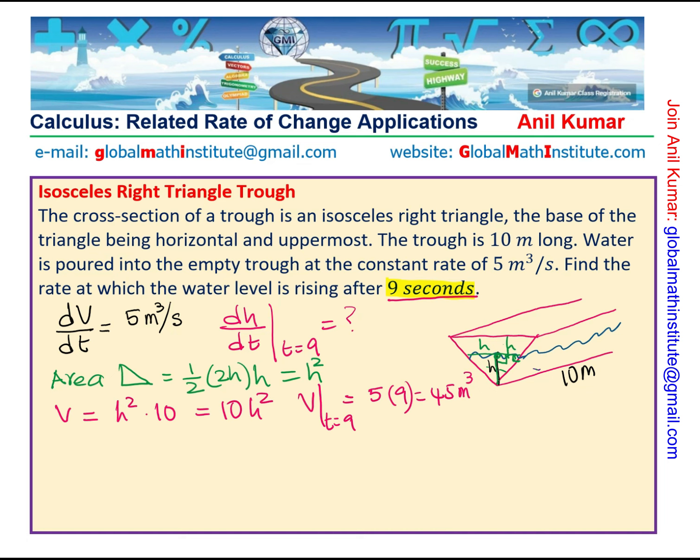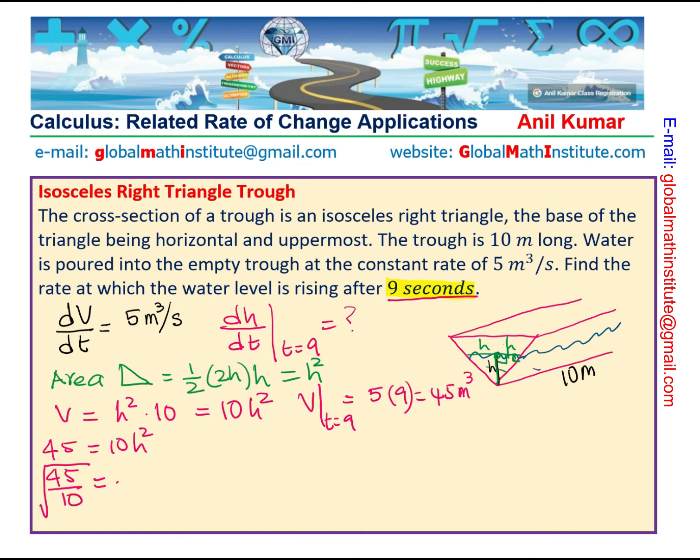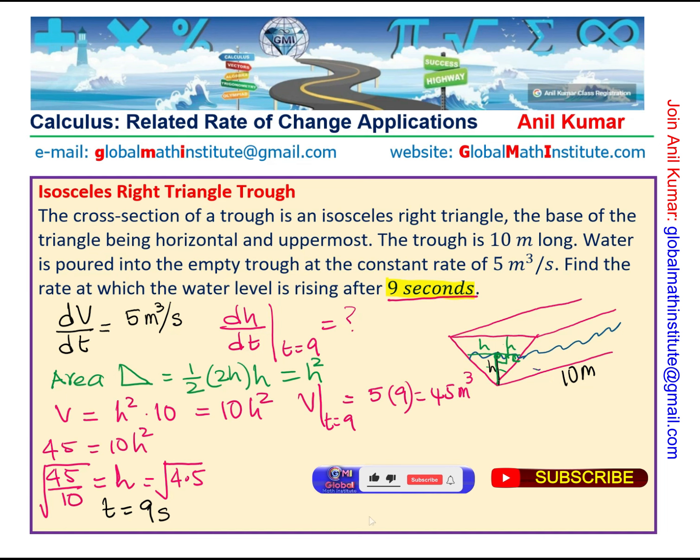So let's find the height. We know that the volume is 45 and 10h square. So 45 divided by 10, square root, will be the height. Or you can say square root of 4.5. So this is the height at t equals 9 seconds. Is that clear to you? Okay, perfect. Now what do we need to find? We need to find the rate of change of height after 9 seconds, correct?